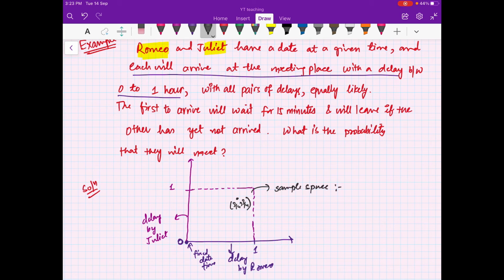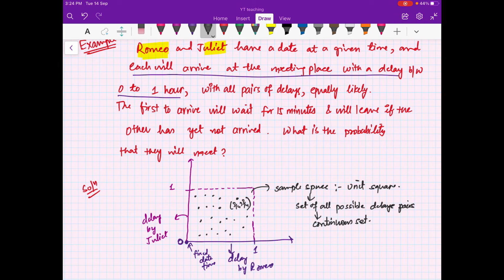So the sample space is the unit square. You should understand what the sample space denotes here. The sample space is the set of all possible delay pairs, because here we have two delays, one by Juliet and one by Romeo. If I ask how many elements are in this set, obviously because this set is continuous, it has an uncountably infinite number of elements. So this is a continuous set, and here we have to think about a continuous probability law.